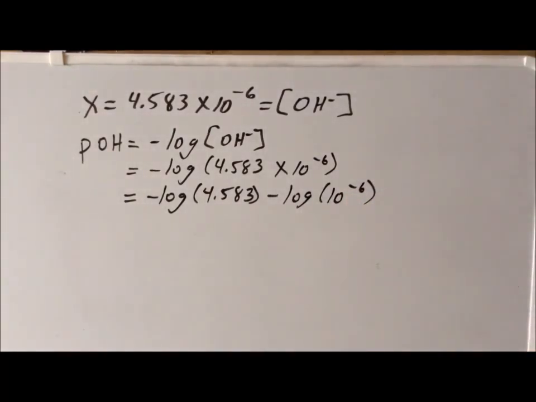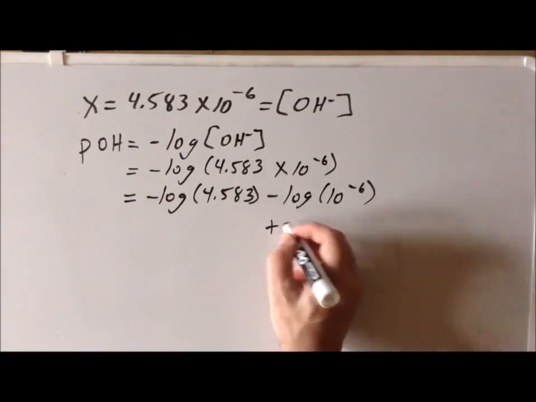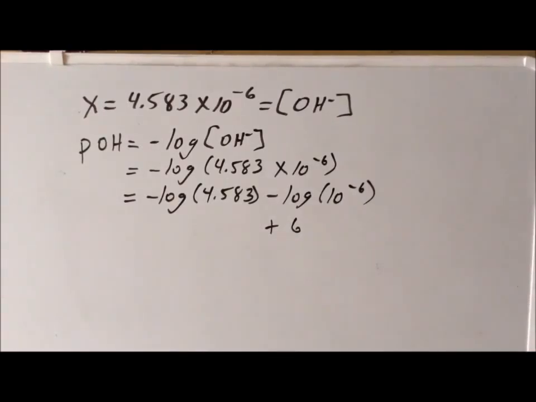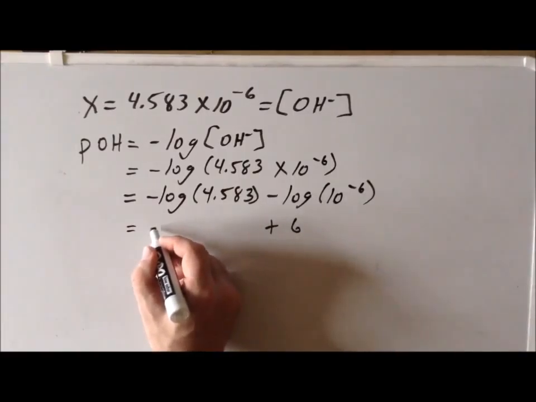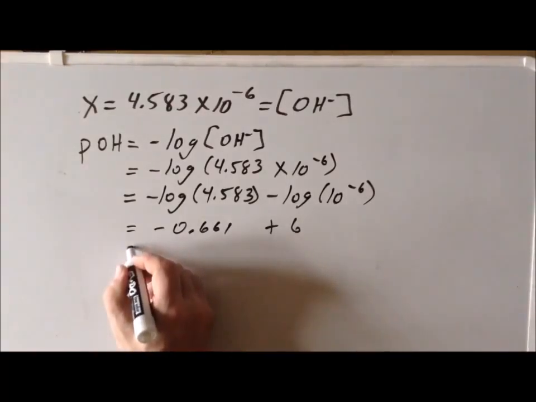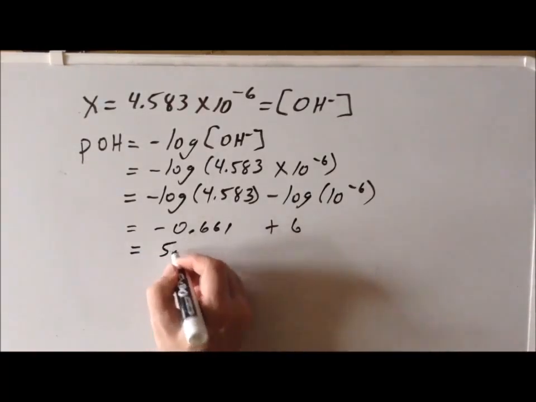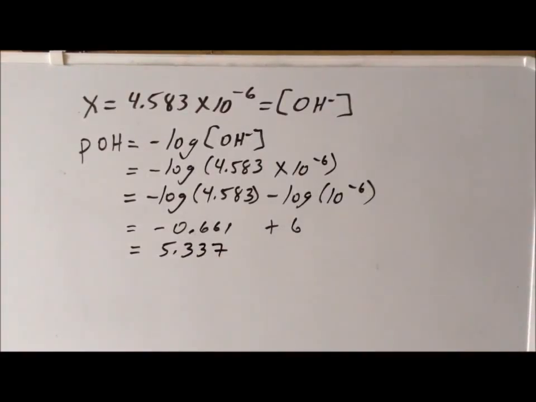Part of the reason for doing this is that the log of 10 to the minus 6 we can immediately write down as minus 6. The minus in front changes the sign so that we get a plus 6 here. And the only thing we need to look up in our calculator is the logarithm of 4.583. And we notice that it's going to have the value of minus 0.661. So that the pOH is calculated to be 5.337.